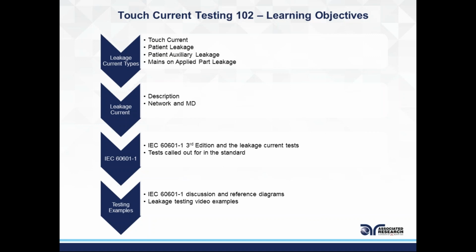We'll also be looking at some of the examples and reference diagrams that we have straight out of the standards, and then some videos that we have to show how an all-in-one box solution could provide your testing needs that are called out for these complex tests in the standards.